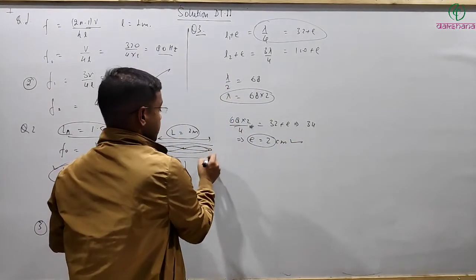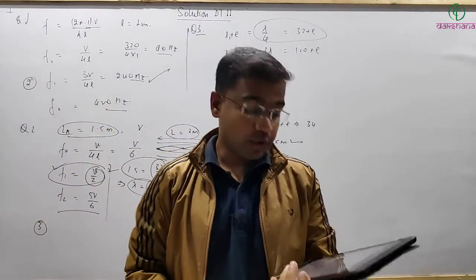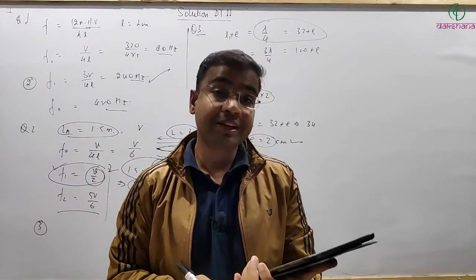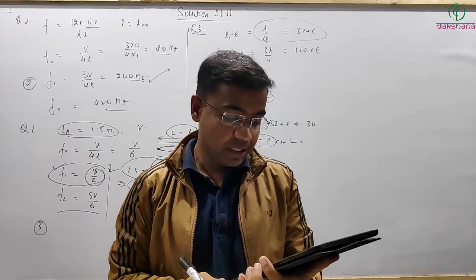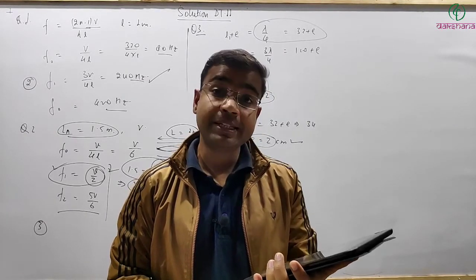This is question number 3. Next, question number 4. Tuning fork produces a wave of wavelength 110 centimeter in air at 0 degree Celsius. The wavelength at 25 degree Celsius will be.